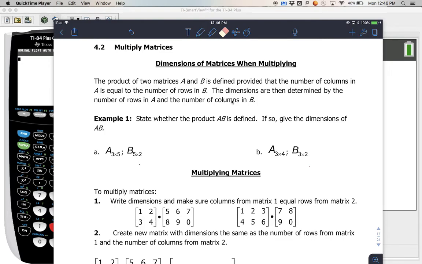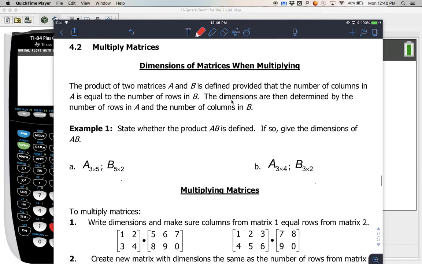Okay, today we're going to be talking about multiplying matrices. Now, to multiply matrices, we have to make sure a couple of things line up as far as the rows and columns. So this little definition here explains what that is. The product of two matrices A and B is defined provided that the number of columns in the first matrix A is equal to the number of rows in matrix B, right there.